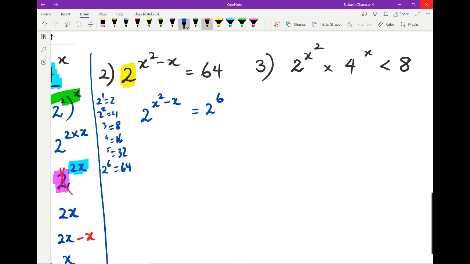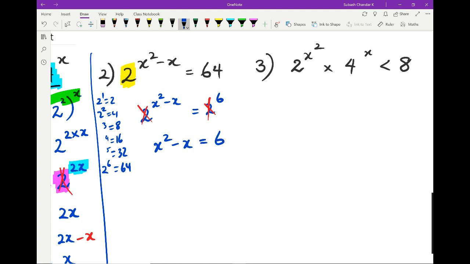So once we do that, I think your achieve part is kind of done already. I don't think you will get a question where you just have one number that you need to change. But because the two bases are the same, I'm going to cancel them out, and what I'm left over with is x squared minus x equals 6.